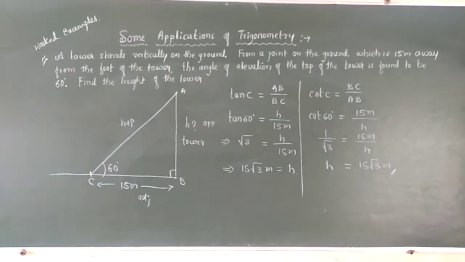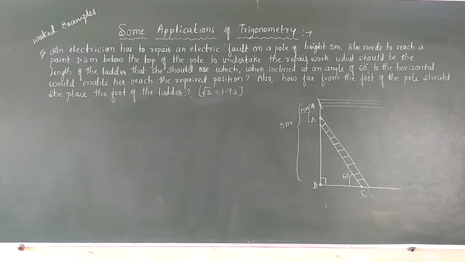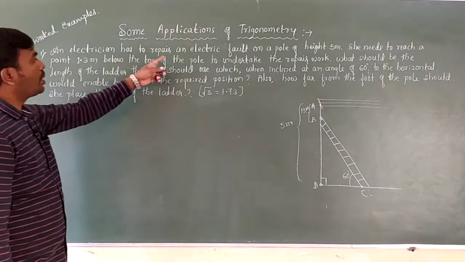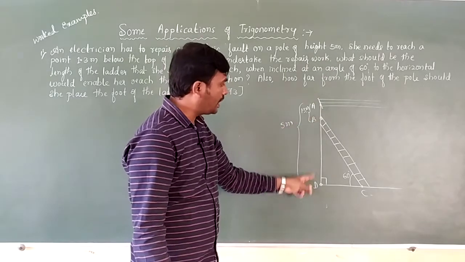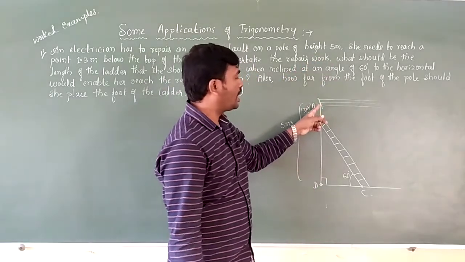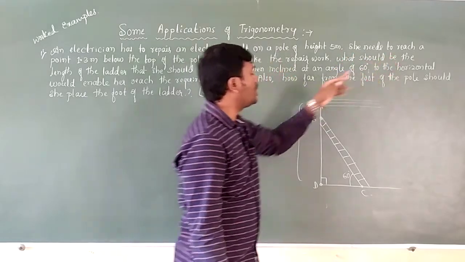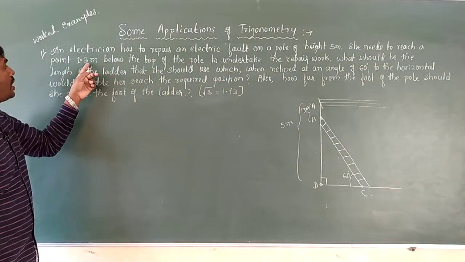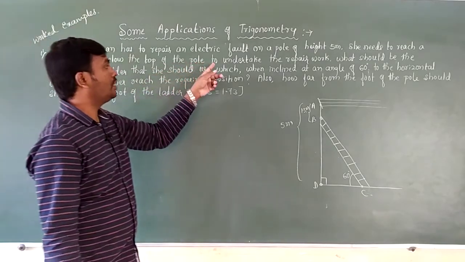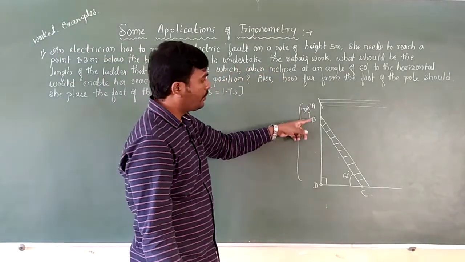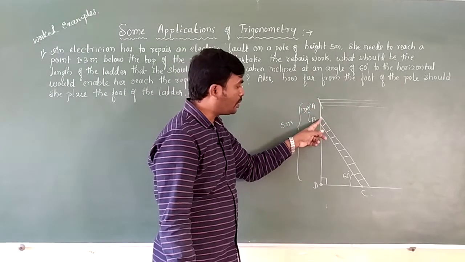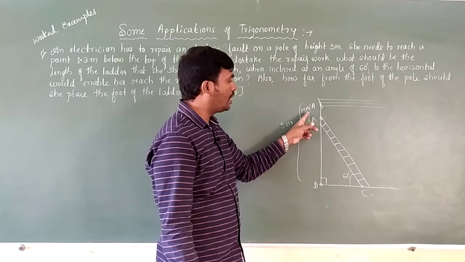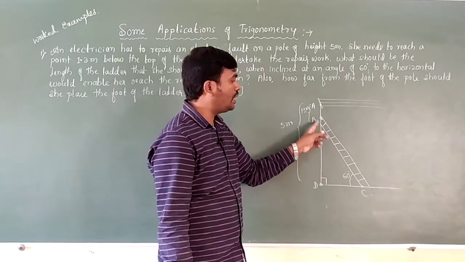Let us go with the next problem, children. The second problem: an electrician has to repair an electric fault on a pole of height 5 meter. She needs to reach a point 1.3 meter below the top of the pole to undertake the repair work. So it is 1.3 meter below the top of the pole. She has to put the ladder.